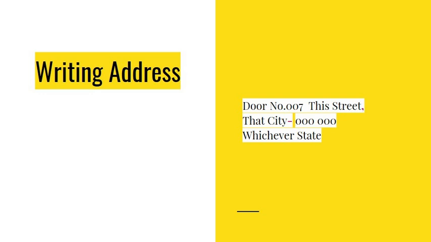Door number followed by the name of the street or the area name. Line 2 will have name of the city followed by pin code. Writing state underneath is optional. Don't forget to affix a comma after every item. Yes, that is the British tradition.